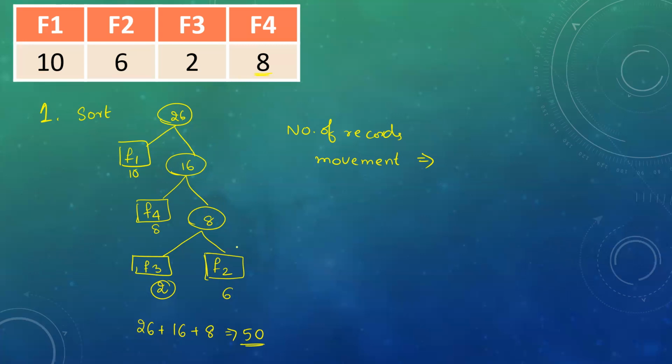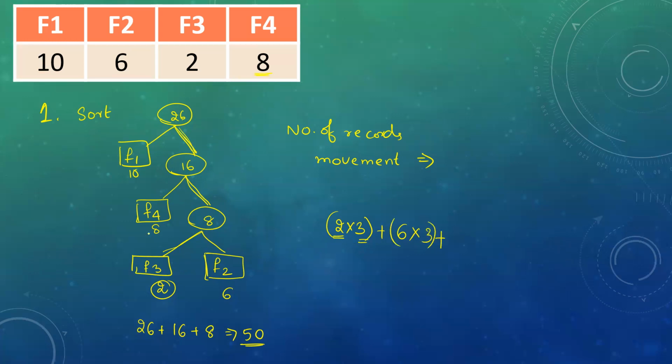So if you see this, when F3 is moved, that is 2 into 3, 3 times. Where have I got this 3 from? This is the distance: 1, 2, and then 3. 3 locations I have changed. That is the distance. So F3's number of records is 2, and then 2 into 3, 3 times it is moved. And next one, F2. The number of records is 6, and how many times is it moved, or the distance? If you see 1, 2, and then 3. So this is also 6 into 3.